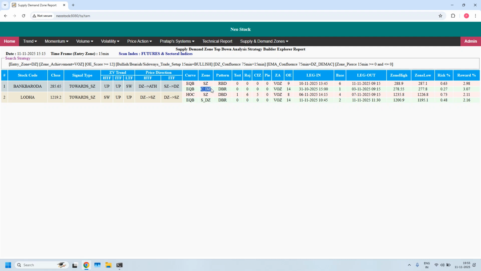So these 2 15 minutes demand zones might be having more high probability to get success, provided less than 20 checklist items are satisfied.